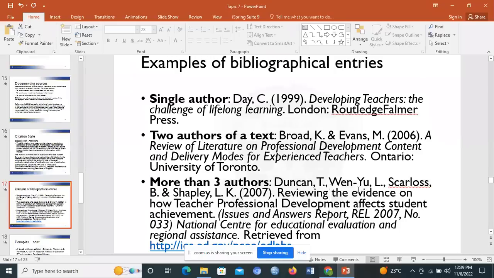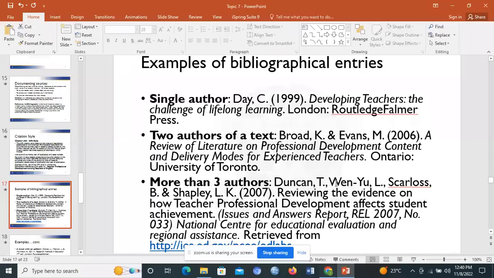Then we go to the second order. The second order is when you, comma, initial L, full stop, comma. Then we have the third order called Carlos, then comma, and then initial and full stop, and then we have the affixed. Then we have the last order, Shapley, comma, capital L, that is the initials of his names, that is L, full stop, K, full stop, before we get to the year of publication.